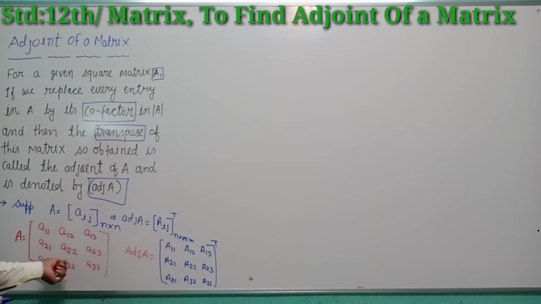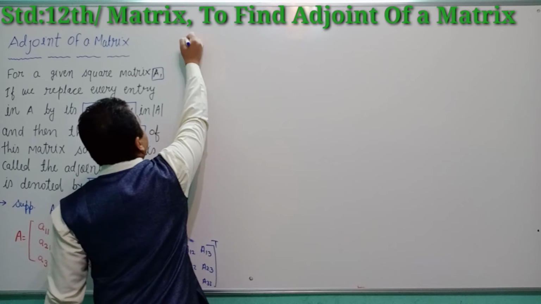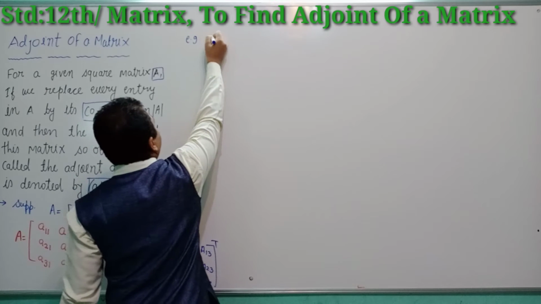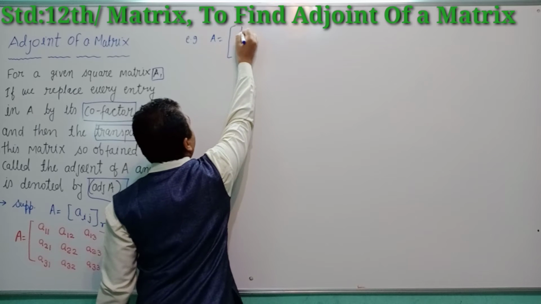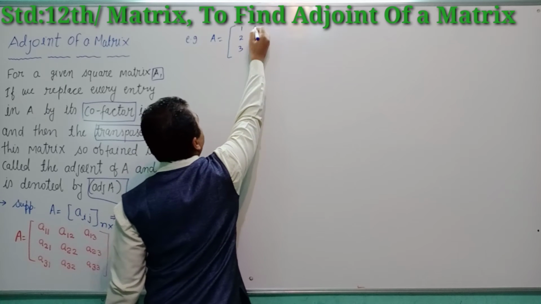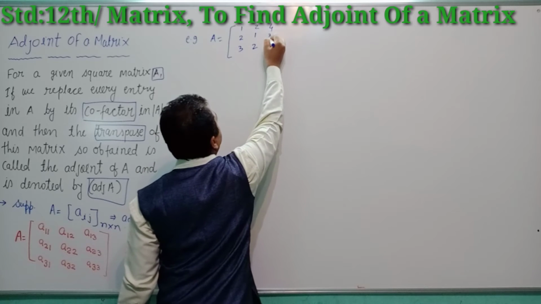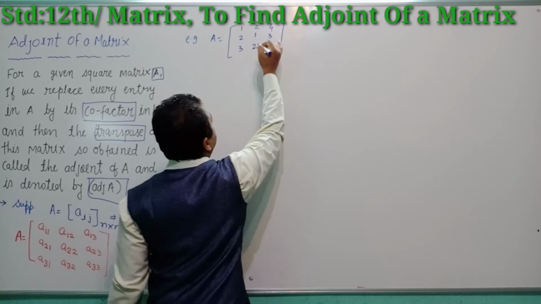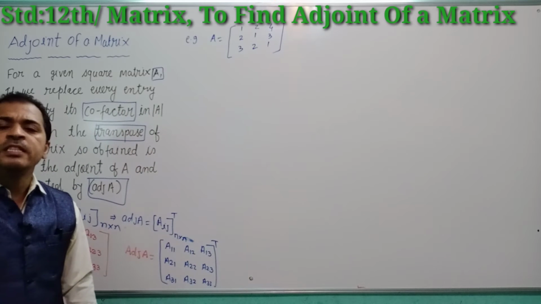Okay students, let us practice these things with an example. How can you find the cofactor of an element of a matrix? Suppose a matrix A has elements 1 2 3 / 2 1 2 / 4 3 1. You want to find the adjoint of this matrix.